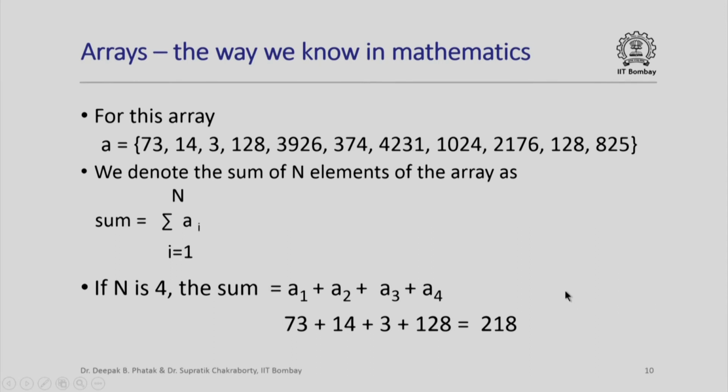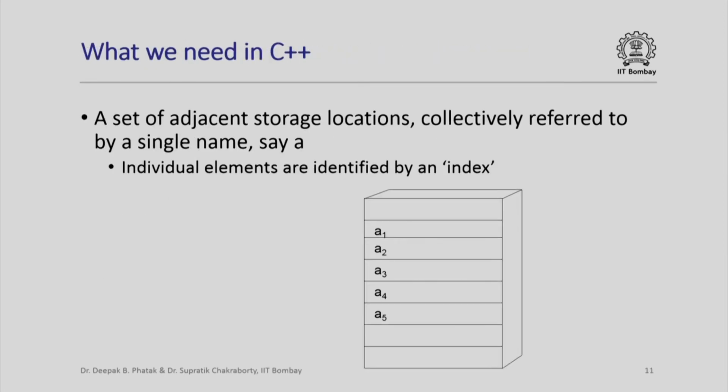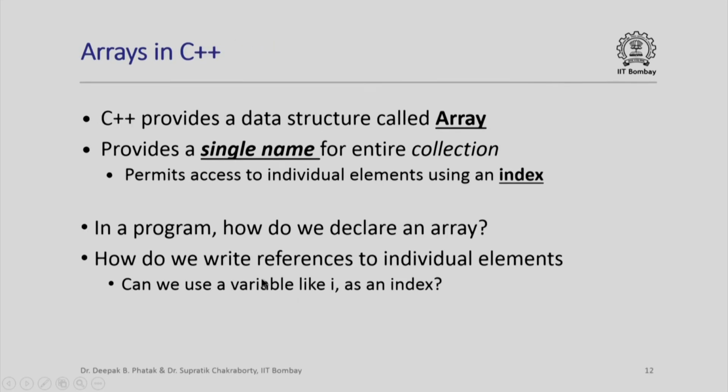How nice it would be if this concept of a mathematical array is made available to us as a programming construct. What we need in C therefore is if we can have adjacent memory locations allocated not to different variables, but allocated to different elements of an array, and all the elements together are collectively referred to by a single name, say A. So, an individual element can be identified by an index like 1, 2, 3, 4, 5. In short, we look for such a facility.